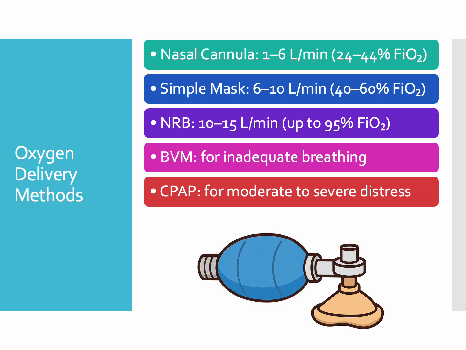So for discussion, which you can pause the video for or you can just wait to the end, a discussion would be, what are the advantages of starting low and titrating up instead of blasting 15 liters through a non-rebreather?